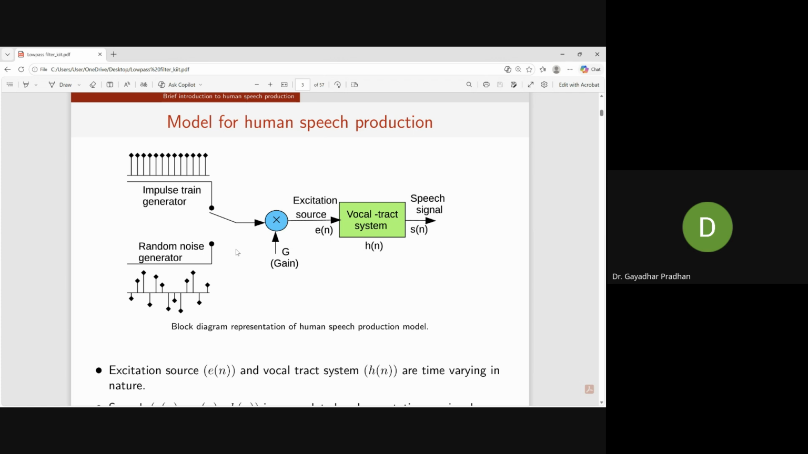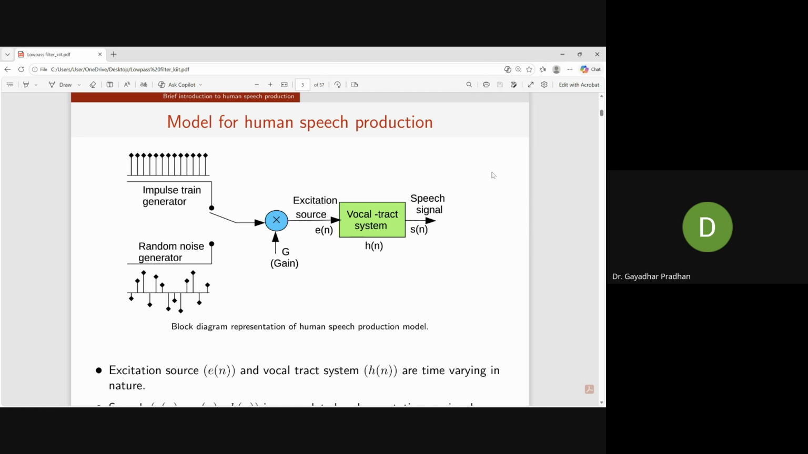And there is another type of excitation. This is a random noise. Just like if I say the unvoiced sounds like sa, ka, kha, there is no vibration. But if I say the vowel sounds, there is an impulse-like excitation. This excitation is unique for a speaker, depending on the vocal tract, the vocal fold mass, and the way they excite.